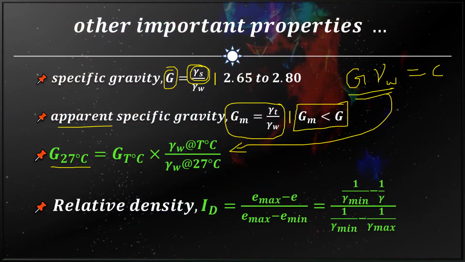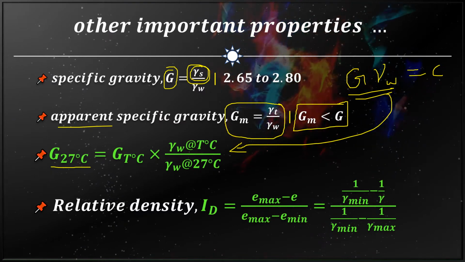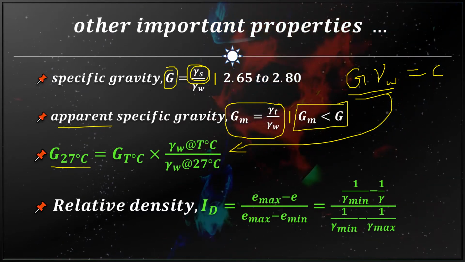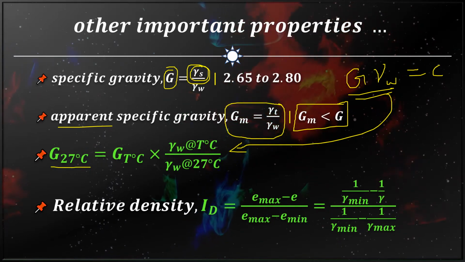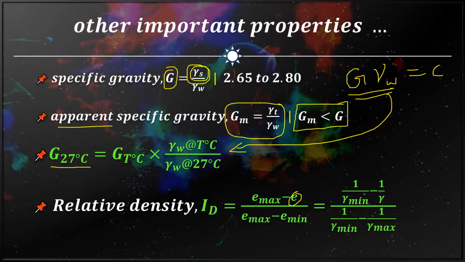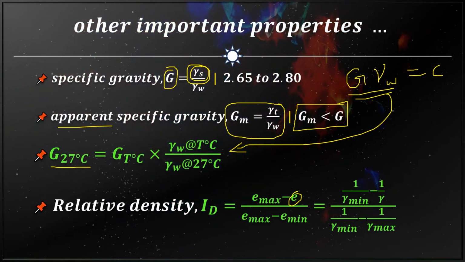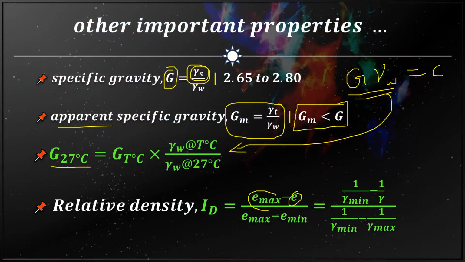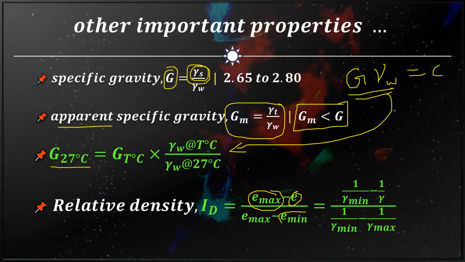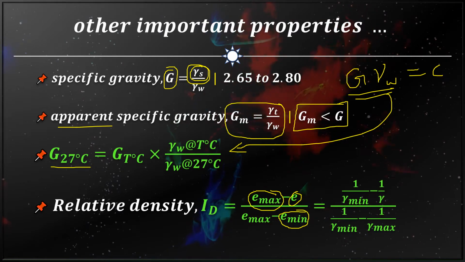And there is another formula regarding relative density, and relative density is denoted by Dr, that is given by (e max minus e) by (e max minus e minimum). What is e here? e is the natural void ratio or the existing void ratio, e max is the void ratio in the loosest state, and e minimum is the void ratio in the densest state.